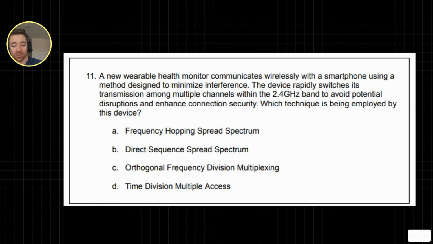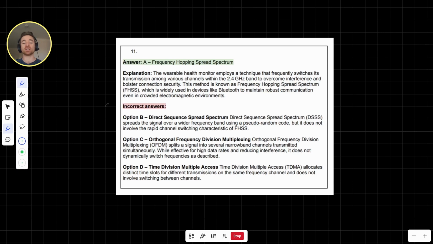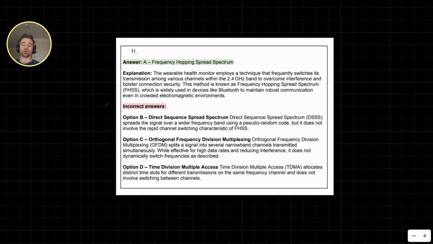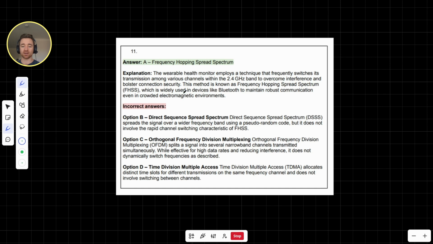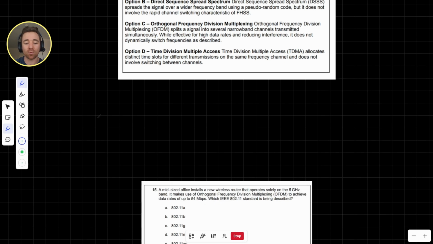Yikes. Pause the video if you need more time. 3, 2, 1. Answer's coming up. Answer is A. Frequency hopping spread spectrum. That is what Bluetooth does, guys. That's what we talked about in this exam objective. We did go over how it quickly switches within the 2.4 gigahertz band to be less susceptible to interference. So hopefully we got that one. If not, that's okay. Now we know where we need to focus a bit more.